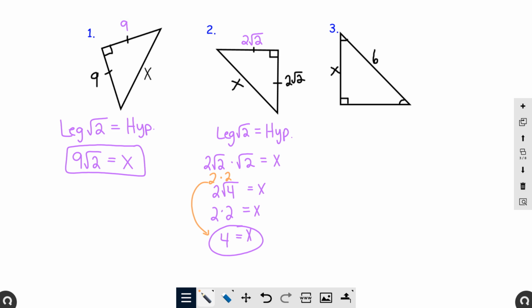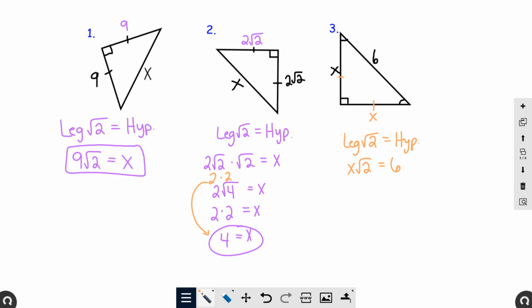Is this an isosceles right triangle? Yes, it is. How do we know? We got the angles marked. So if the angles are marked congruent, then you can mark the legs congruent, and you can throw in an X right there at the bottom of that triangle. So equal angles means equal sides. Now let's use our shortcut. Leg times the square root of 2 is the hypotenuse. And then plug in what you know. X times the square root of 2 equals 6.